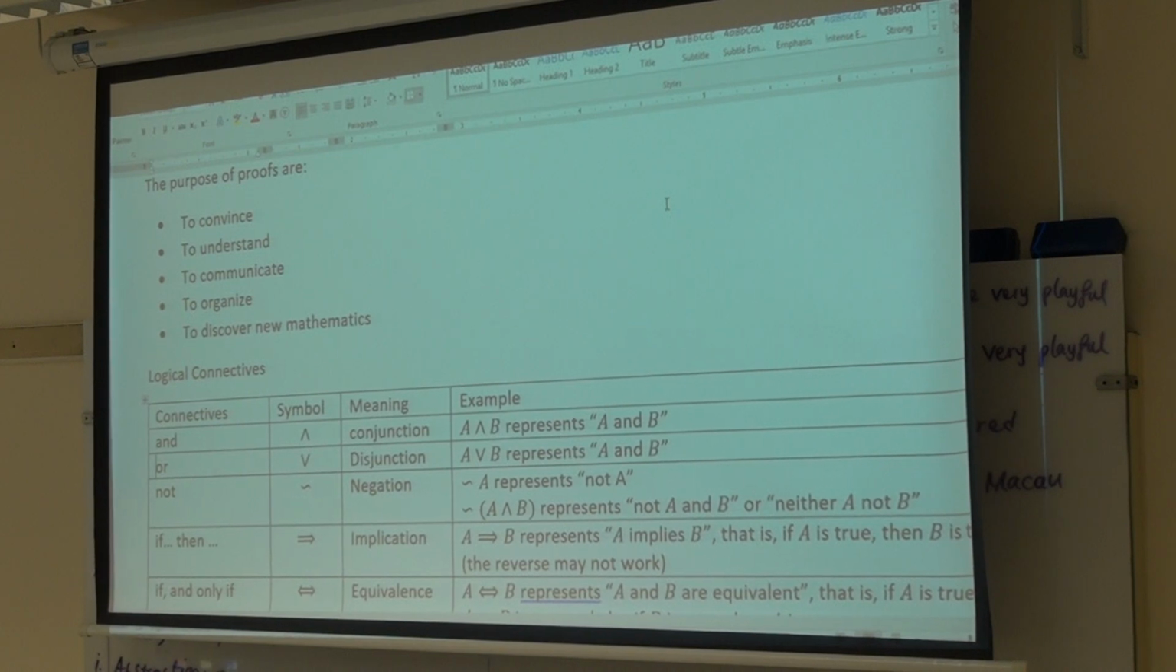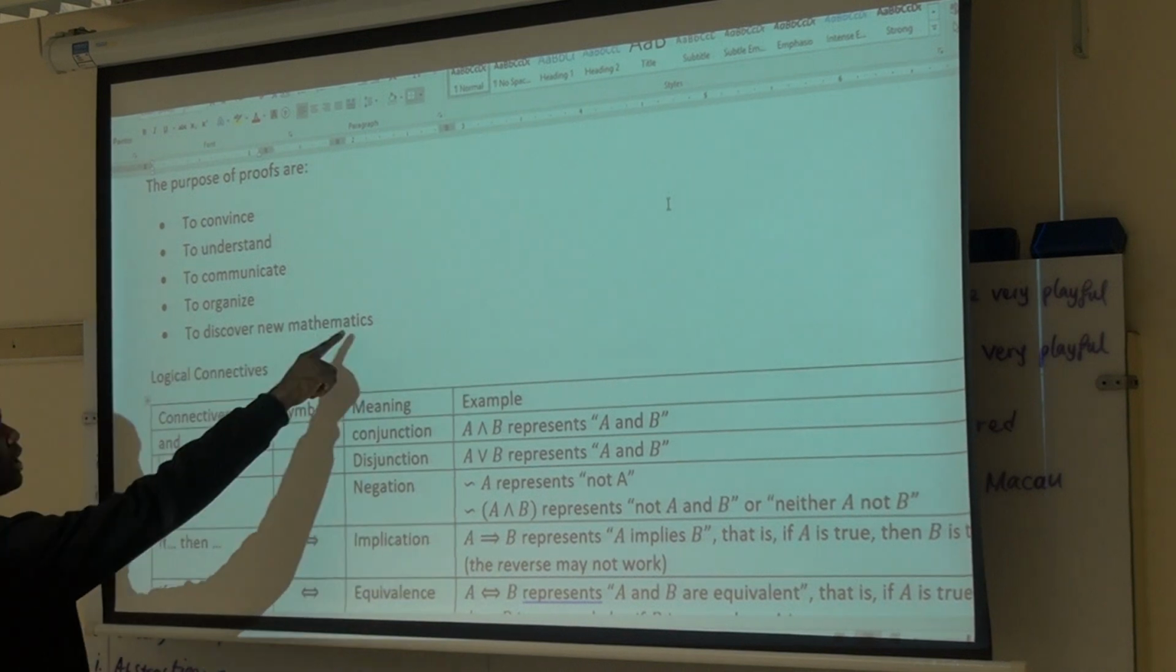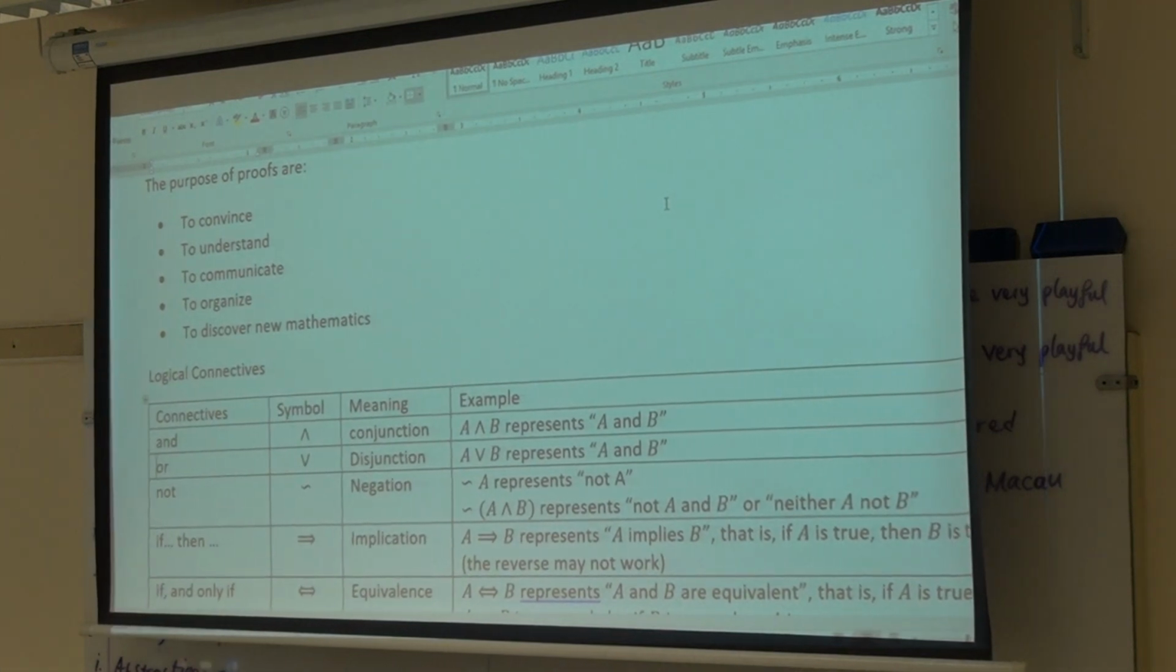Now, why do we need to prove? I got this all from your book, so it's easier for you to also read on your own, okay? To convince, you want to convince people that you are sure of what you're saying. You don't want to just base it on, I'm not so sure. You want to tell us you are certain: to convince somebody, to understand, to communicate, to organize, and most importantly, to discover new concepts in maths.